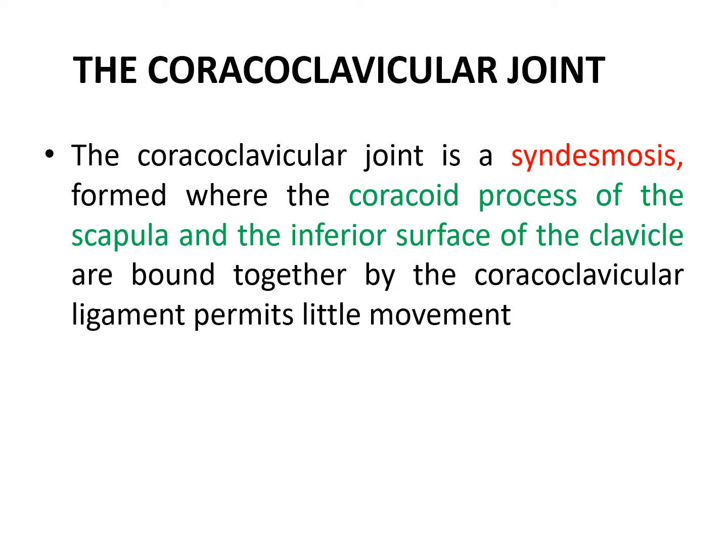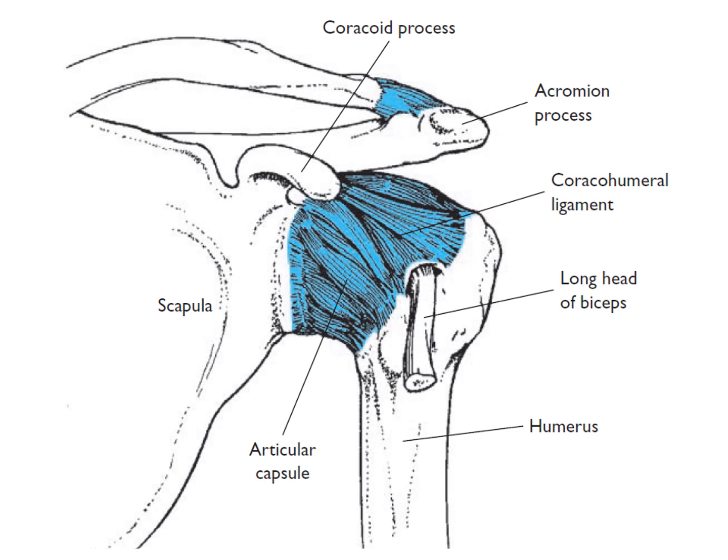And next articulation is the coracoclavicular joint. It is one of the syndesmosis joints. So syndesmosis means a slightly movable fibrous joint. Here the articulation is formed between the coracoid process of the scapula and the inferior surface of the clavicle, and these are bound together by the coracoclavicular ligament. In this joint, it permits only very little movement. So you can clearly view the coracoclavicular joint in this image.